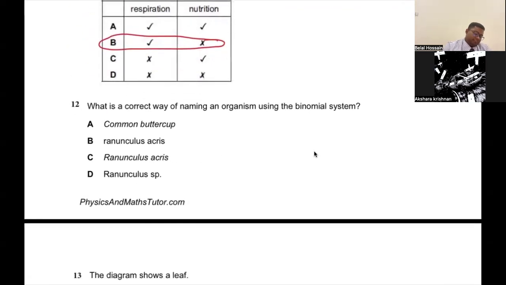Very good. Okay, you try the next one, number 12. What is the correct way of naming an organism using the binomial system?